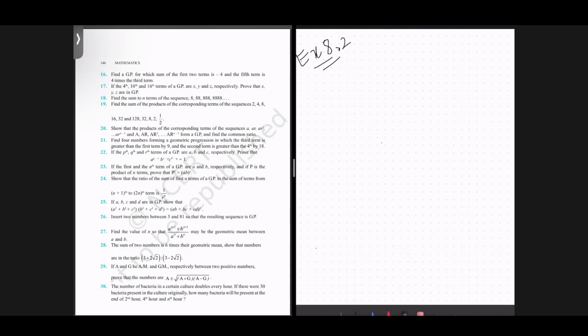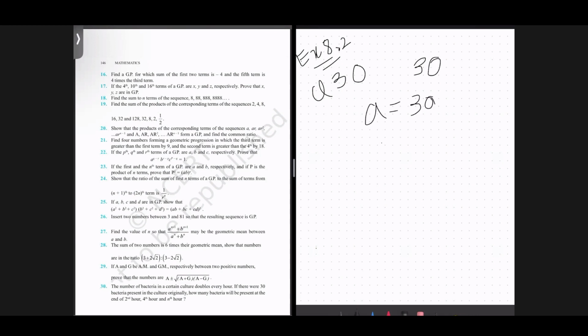Moving on, question number 30. It tells us that the number of bacteria in a certain culture doubles every hour. If there were 30 bacteria present in the culture originally, how many bacteria will be present at the end of second hour, fourth hour, and the nth hour? So it has been told that it doubles every hour. Originally, the bacteria were 30. So we can say the first number in the series is going to be 30.